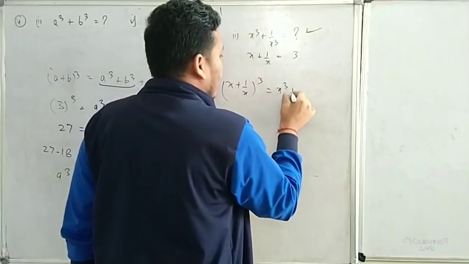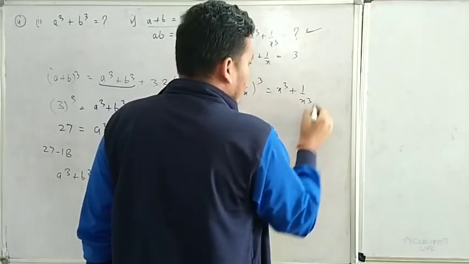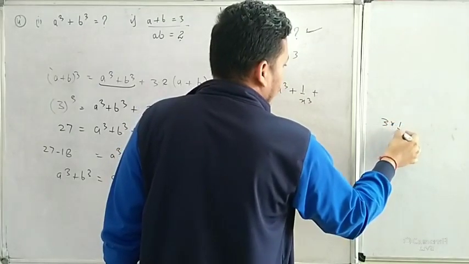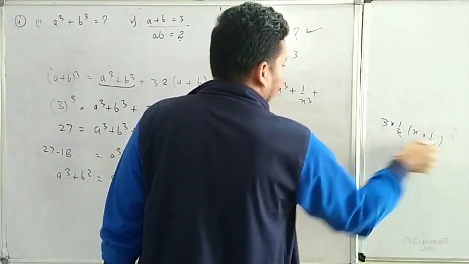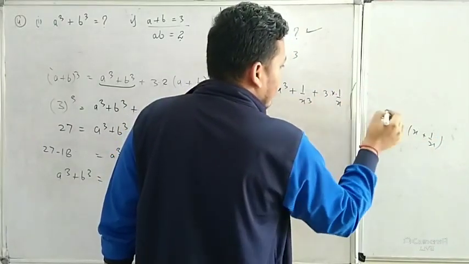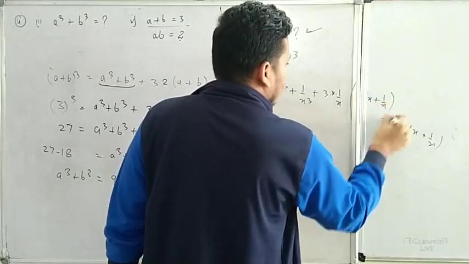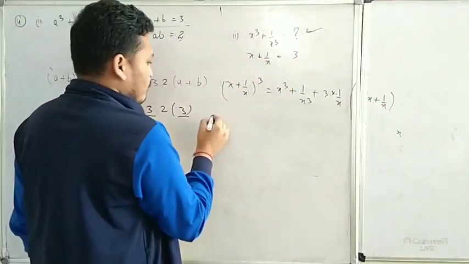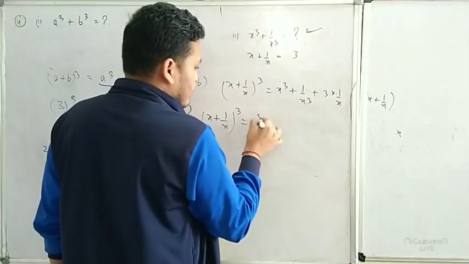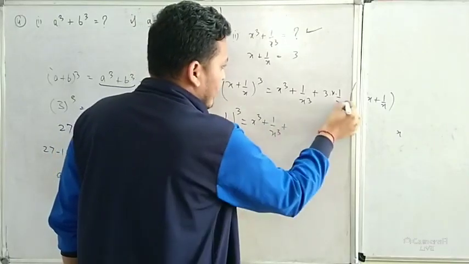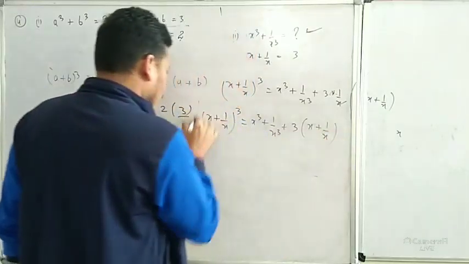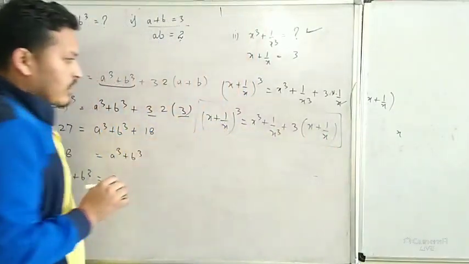So it is a cube plus b cube plus 3ab, where 3ab means x into 1 by x, and then a plus b. This formula is 3 x into 1 by x, and then in brackets x plus 1 by x. Let's use this formula. So finally, the formula is x plus 1 by x whole cube is equal to x cube plus 1 by x cube plus, x and x cancel, so 3 is remaining, and x plus 1 by x. So we can use this formula and calculate our answer.